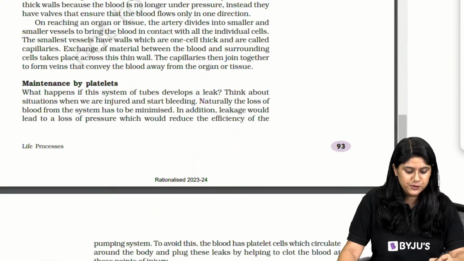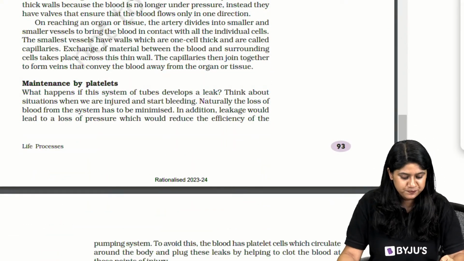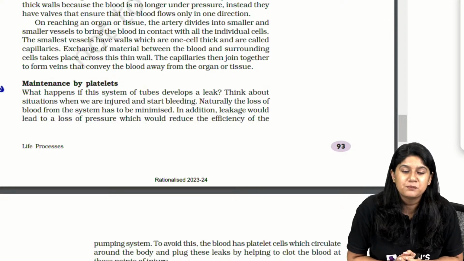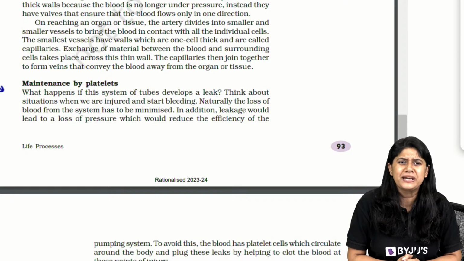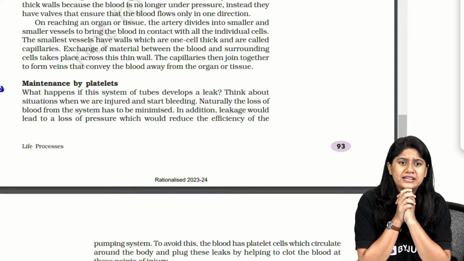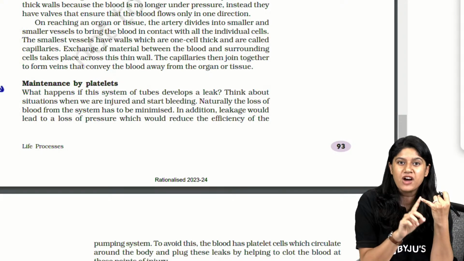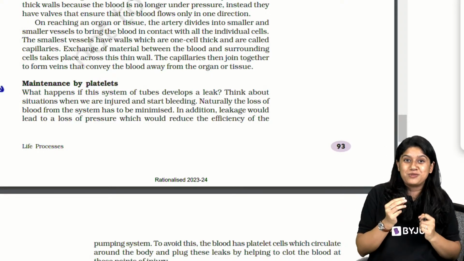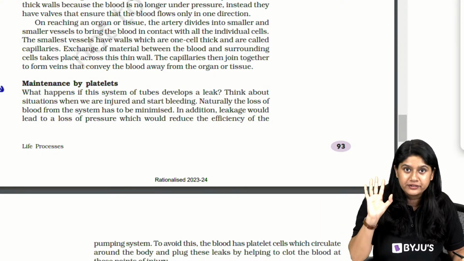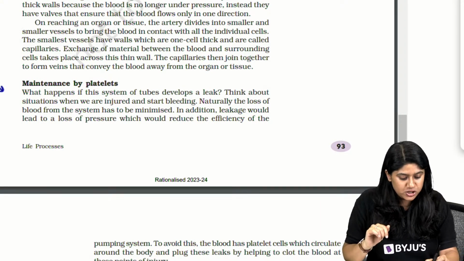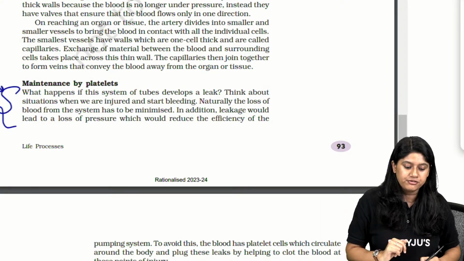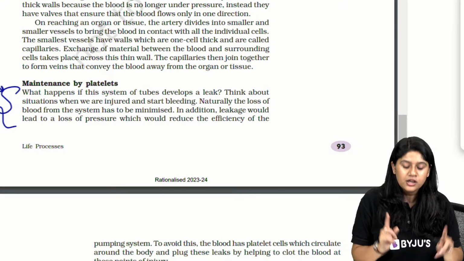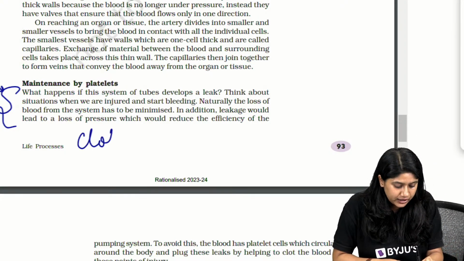Everyone, then of course we're talking about the platelets. Acha, what do platelets do? Everyone, what is the role of the platelets? Quickly. We know that we have RBCs, WBCs, platelets. These are the components, the cells of our blood. And then we have the plasma, which is fluid. Clotting of the blood. So everyone, in this particular paragraph, maintenance by the platelets, they're talking about the clotting.